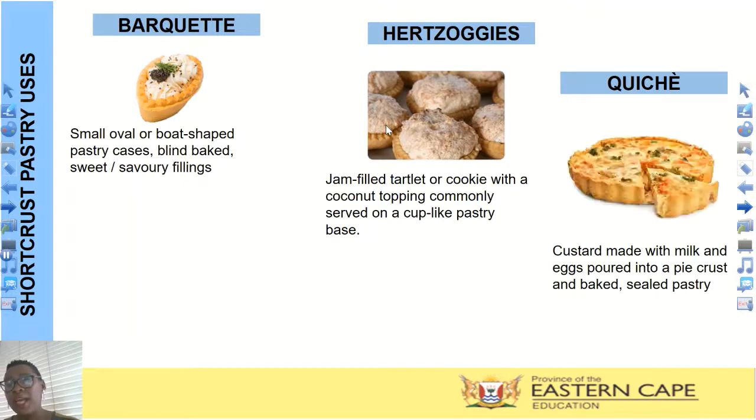Very famous quiche is custard made with milk and eggs that is poured into the pie crust that has been baked. But importantly, it has been sealed first, and then you add your custard, and then you bake it off in the oven so that it is nicely cooked.